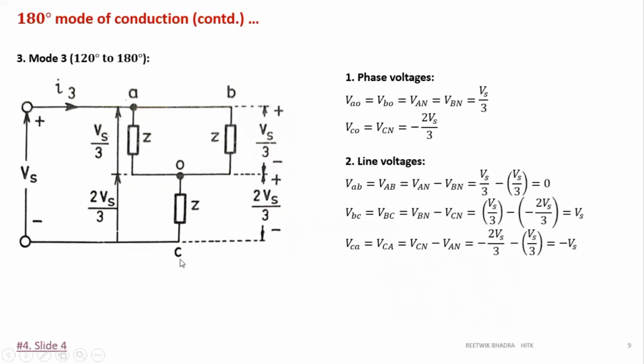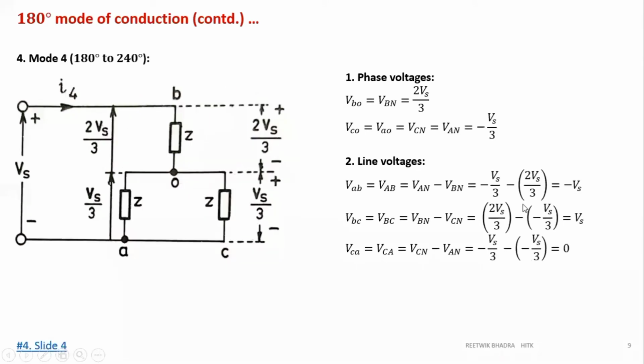See, A and B are positive, C is negative. Two impedances are connected, so what will be Vs by 3? Vs by 3, and since it is connected to positive, plus Vs by 3. VCO is minus 2 Vs by 3, right, one impedance, so minus 2 Vs by 3 since it is connected to negative. And all this you can calculate. So I have explained to you 3 modes. I am leaving you up to this 4th mode.